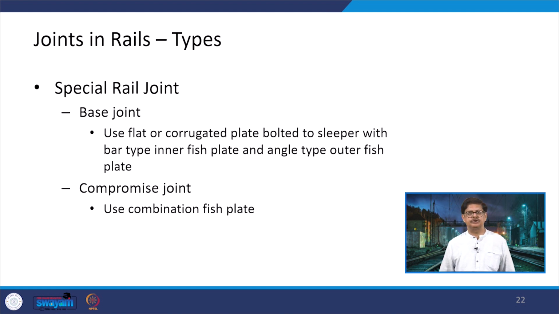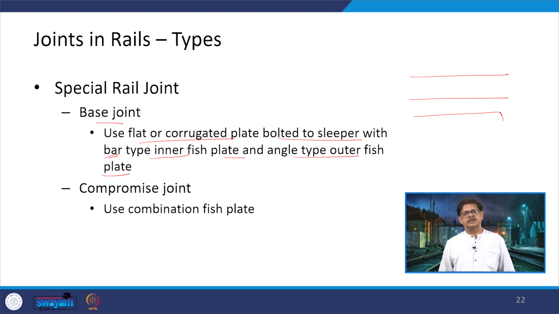Then the special rail joints. Now, one is the base joint. What is it? It uses a flat or corrugated plate bolted to the sleeper with a bar type inner fish plate and an angle type outer fish plate. We have already talked about the fish plates. Now, fish plates are placed on both of the sides. One is an inner fish plate, another is an outer fish plate, and one is bar type. When we say bar type, it will be simply like this. Another is angle type, which means a bent form is there, so there is an angle form.